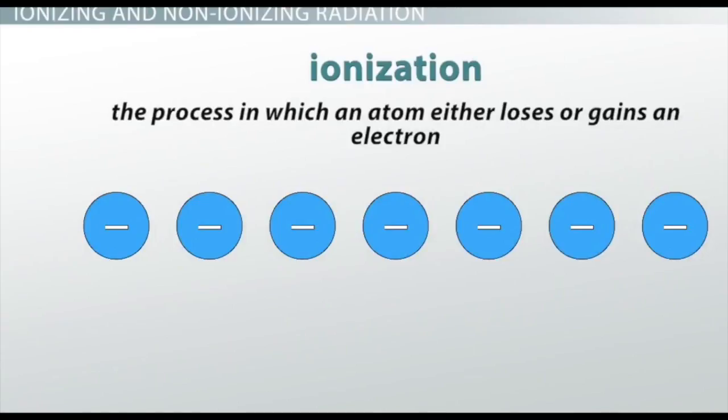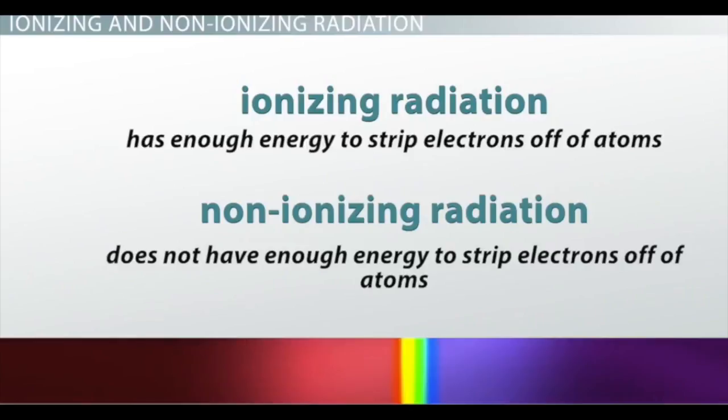There are also different types of radiation, and we are going to cover some basic terms. There's ionization, which is the process in which an atom either loses or gains electrons. There's also a difference between ionizing radiation and non-ionizing radiation: ionizing radiation has enough energy to strip electrons off of atoms, and non-ionizing radiation does not have enough energy to strip electrons off of atoms.